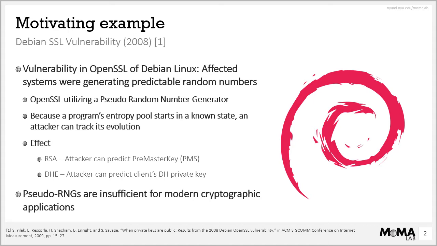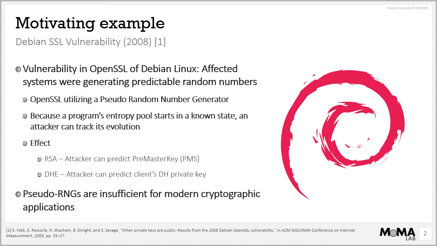Researchers discovered that the Debian distribution was producing predictable SSH key pairs, and specifically the issue came from the fact that OpenSSL utilized a pseudo-random number generator for its operations. The main problem is that pseudo-random number generators are deterministic, which makes them problematic in cryptographic applications. In this case, the programs always started from the same state, which is an all-zero state, and as you can imagine, this allowed the attackers to track the evolution of the entropy pool and eventually predict secret keys.